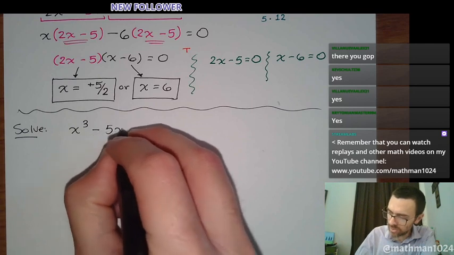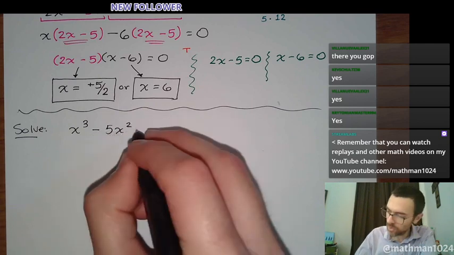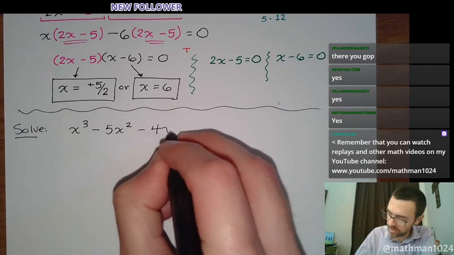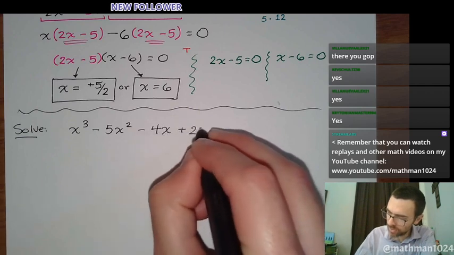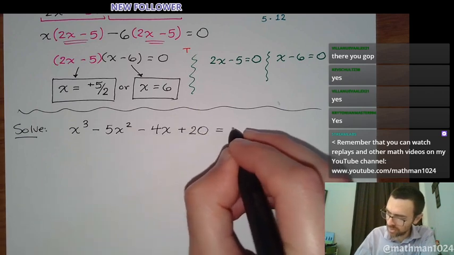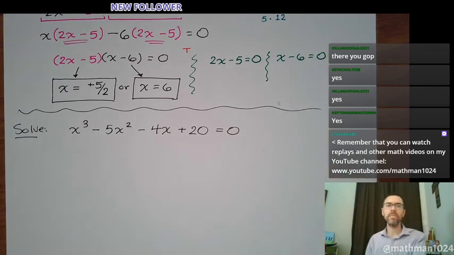All right, so x to the third minus 5x squared minus 4x plus 20 is equal to 0. Excuse me for just a moment. Let's see what you can do on this one. You've got 4 terms. It's already set equal to 0. So we just want to try to factor that. Let's try to factor that.